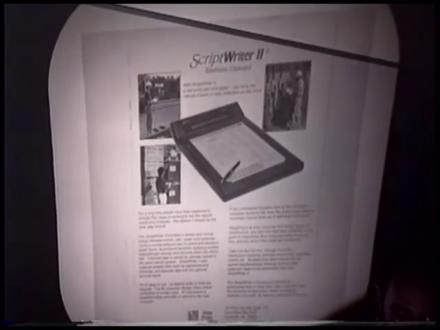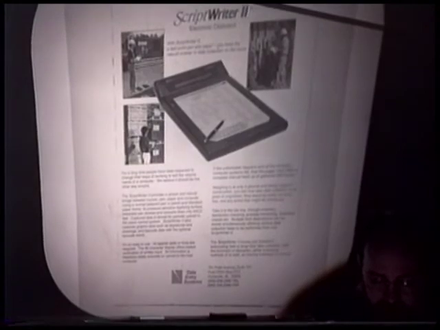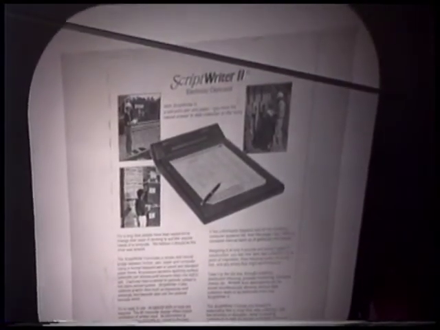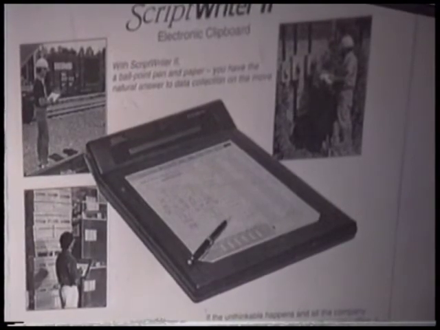You notice Data Entry Systems is now selling the Scriptwriter 2. This is from a year and a half ago. This looks almost exactly like the original Scriptwriter that came out in 1983. You find some pen-based computers in strange places.